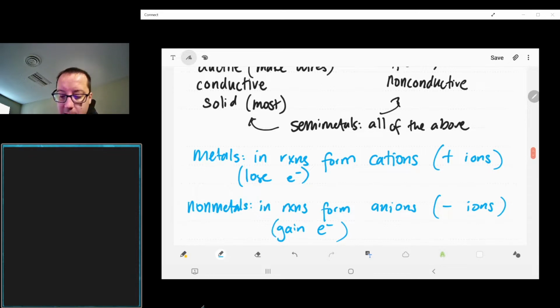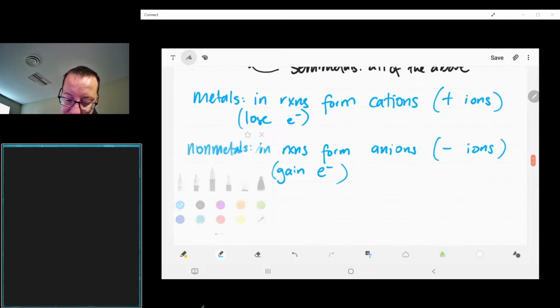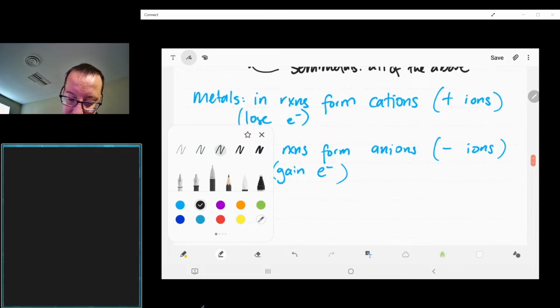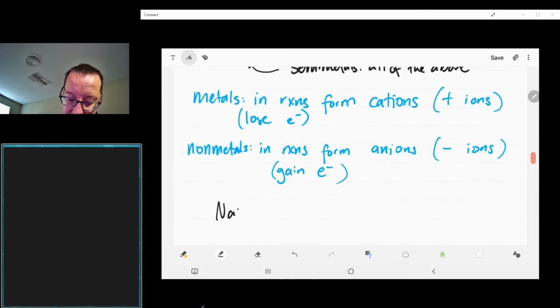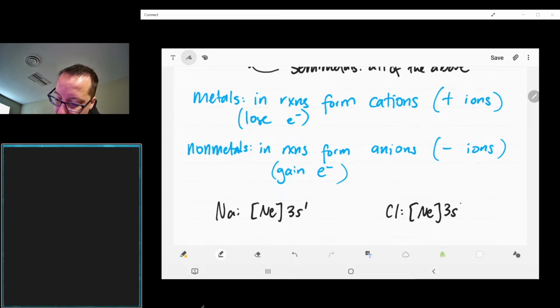And we're going to look at this in terms of electron configuration. So let's take our favorite metal, sodium, perhaps. Sodium is going to be what? Neon 3s1 for its electron configuration. And if we take chlorine, that's its electron configuration, right? If we were to just cheat that and go real quick with it.